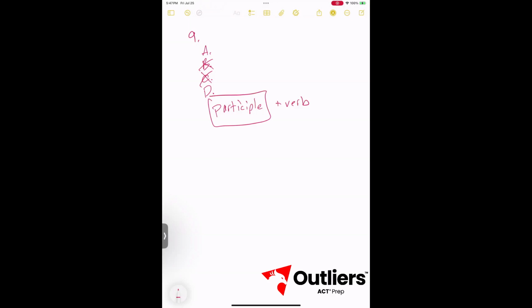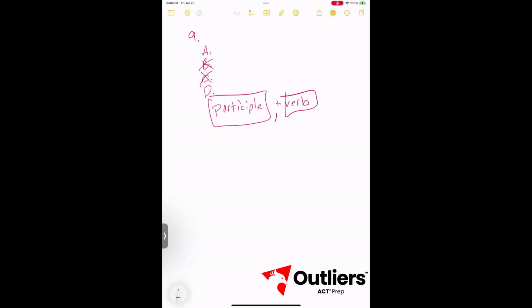If you see a participle followed by a verb, this is a very common setup that the ACT uses to separate verbs from their subjects. And so if you notice that, you should know that there's probably going to need to be a comma between that parenthetical and the future verb, which will come usually immediately after the phrase that the parenthetical starts, or the participle starts. And that is the case here.